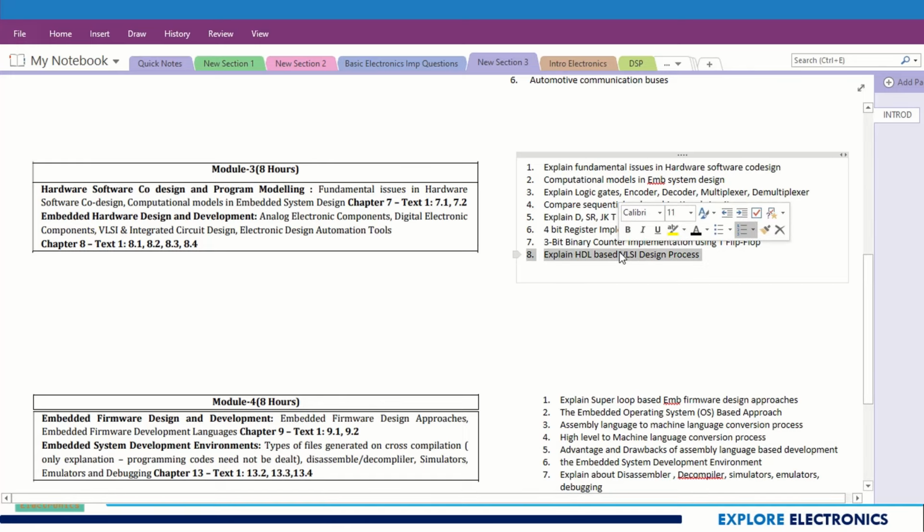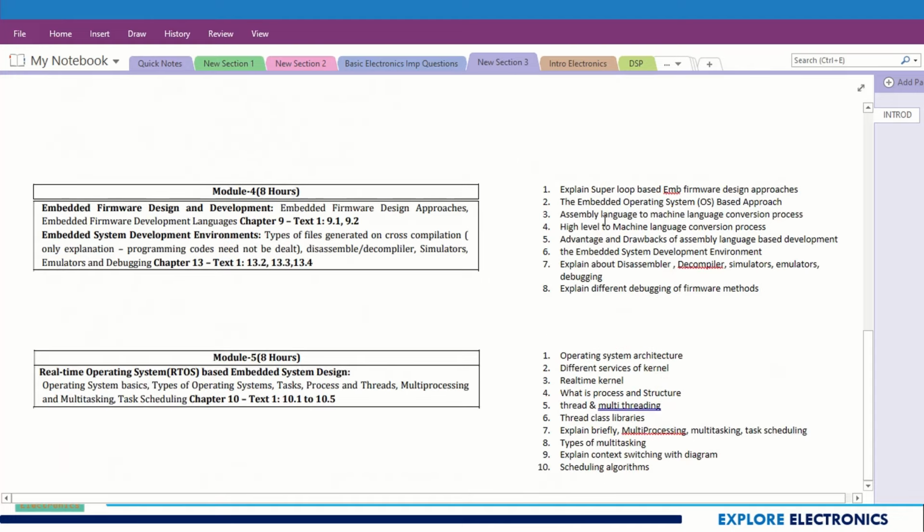And similarly, HDL based VLSI design process, meaning the process of how it is going to take place. So these are the questions, you are not supposed to skip any of these in module 3, they are very, very important. Coming to module 4, it is embedded firmware design and development, and development environments. So here, the super loop based embedded system firmware design approach is important, and also the OS based approach is important. Then assembly language to machine language, as well as high level language to machine language conversion process is there. That process you need to write without miss.